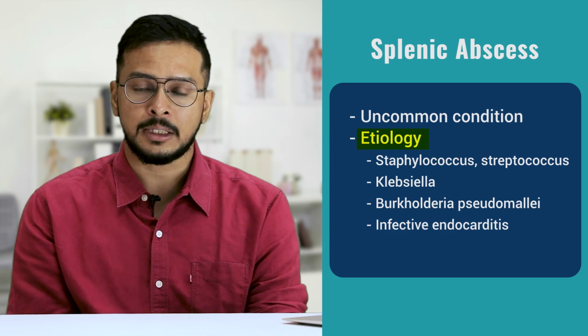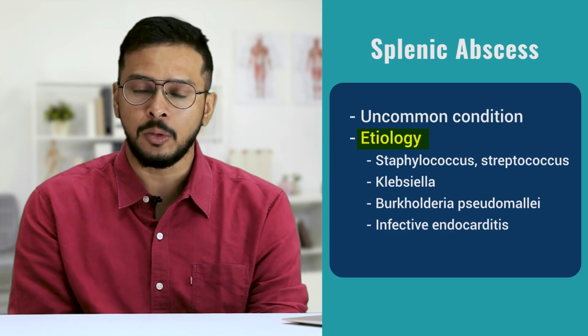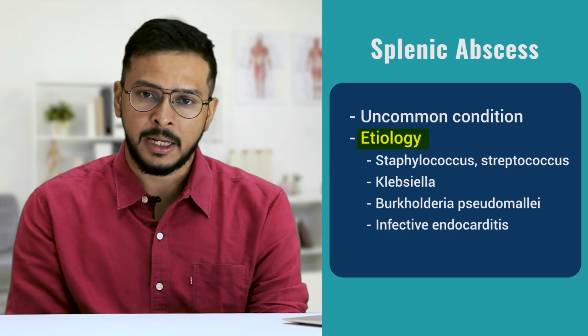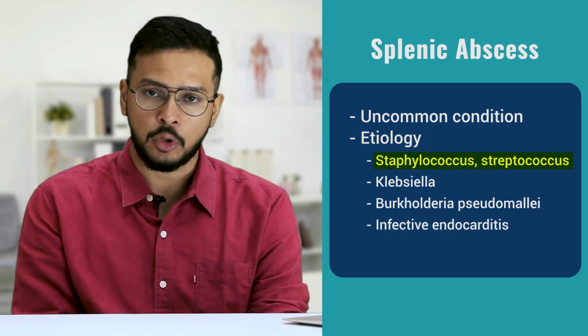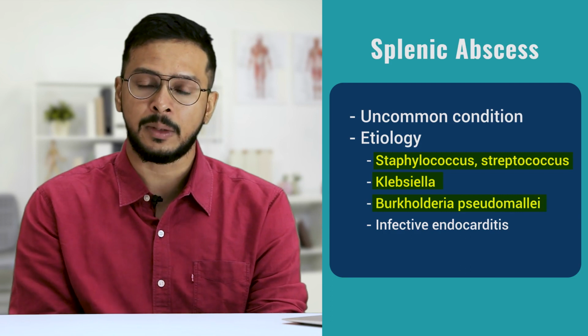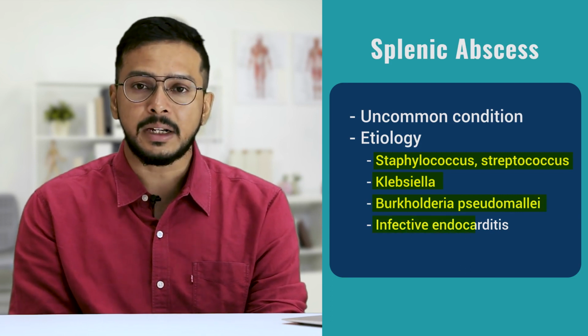So infection in the spleen, the bacterial infections, is what we call splenic abscess. Usually the spleen will have multiple abscesses which can be very small, which we call microabscesses, or macroabscesses. So the etiology of splenic abscess is very narrow. Only a few microbiological organisms can cause splenic abscess, which includes Staphylococcus, Streptococcus, Klebsiella, and Burkholderia pseudomallei, which can cause melioidosis. And infective endocarditis can cause complications like splenic abscesses as well.